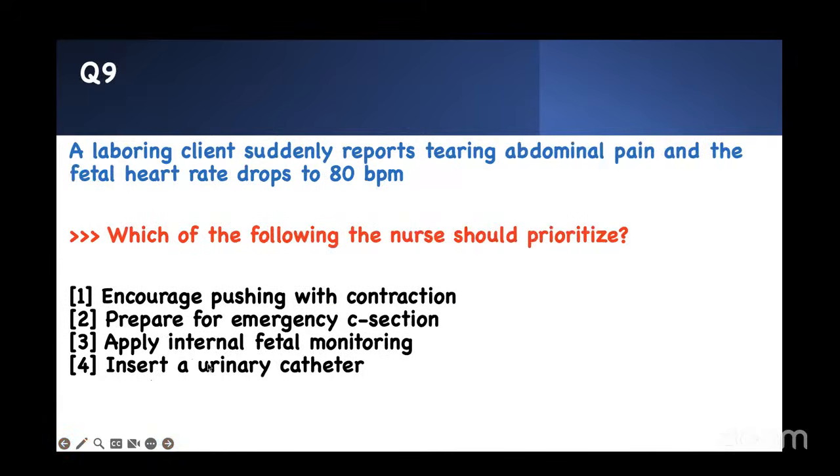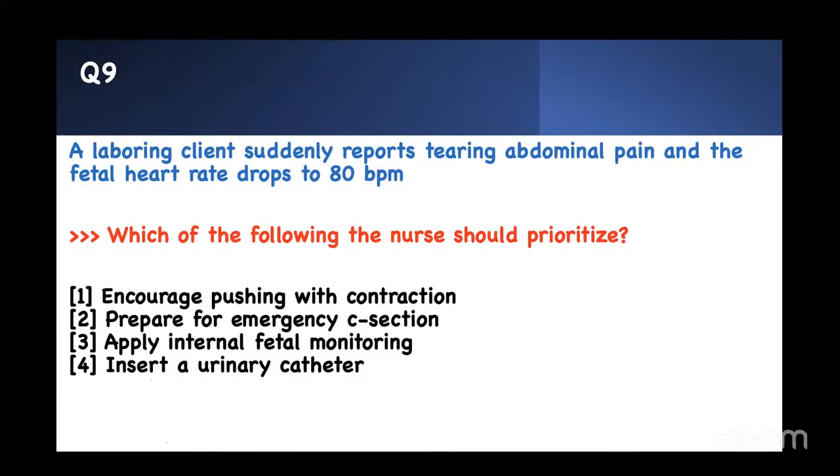A laboring client suddenly reports tearing abdominal pain and the fetal heart rate drops to 80. Which of the following should the nurse prioritize? A tearing abdominal pain. The sign is tearing. That's the buzzword. There are so many emergencies, right? There's a uterine rupture, placenta previa, placenta abruption, shoulder dystocia, amniotic fluid embolism. I'm giving you a clue. I intentionally said all those things. These are the buzzwords you should hear and know the signs and symptoms associated with them.